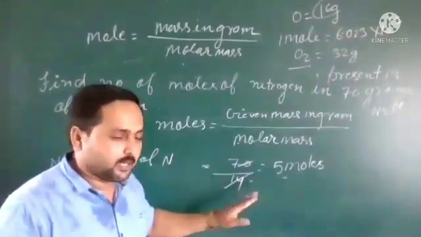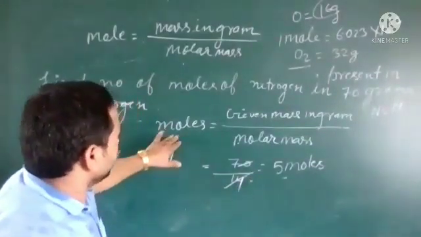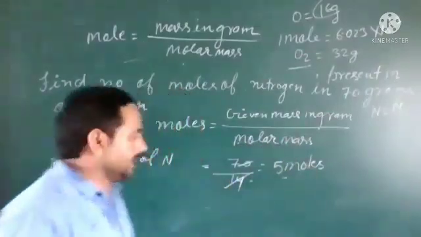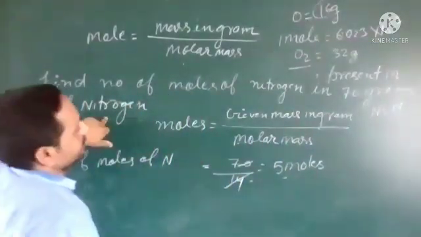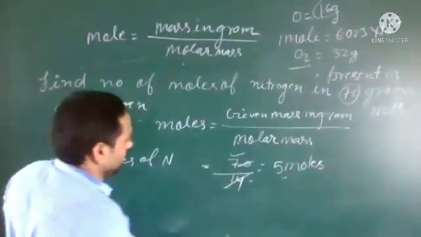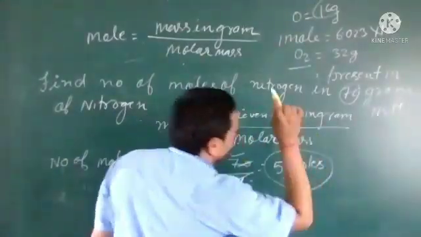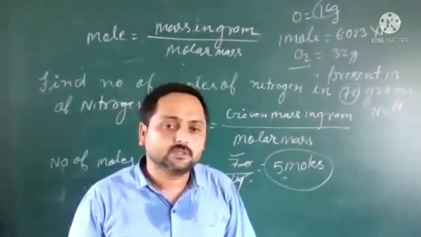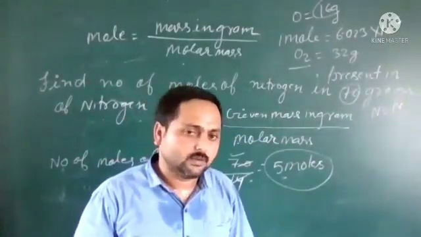And we will calculate here. Number of moles equals given mass in gram by the molar mass. Given mass is 70 gram, and molar mass of nitrogen is 14. I divide: 5 moles of nitrogen are present in 70 grams of nitrogen. Got it?